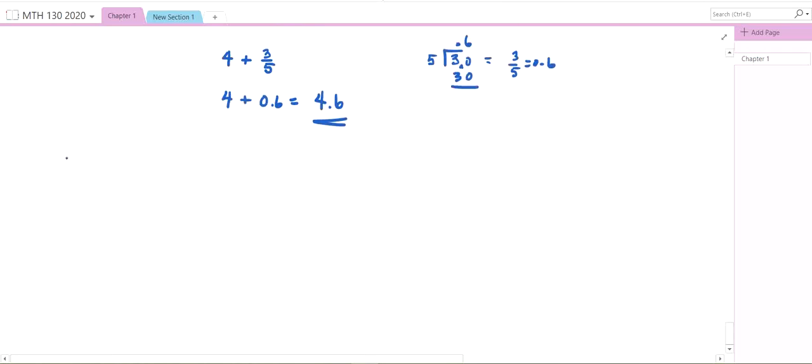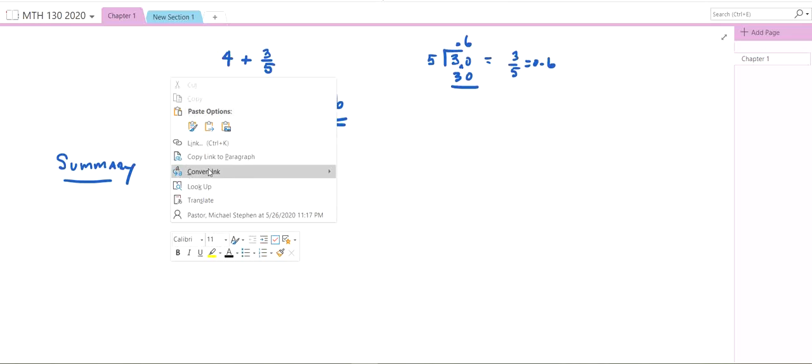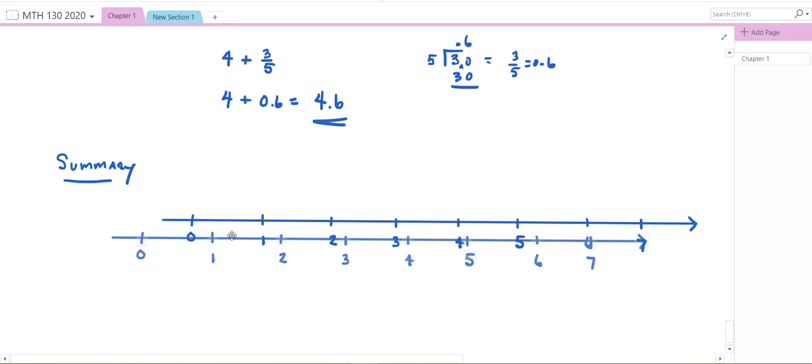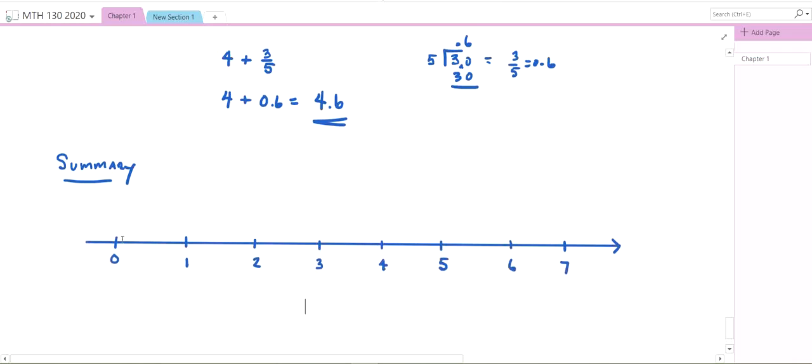So let's summarize some of these ideas. We talked about natural and whole numbers. So we could construct a number line. Say our line starts here at 0. And we can start counting 1, 2, 3, 4, 5, 6, 7, and we can continue on. That's what this arrow means. We can continue on to an infinite number of numbers, infinity here.